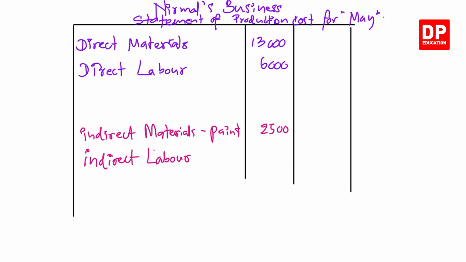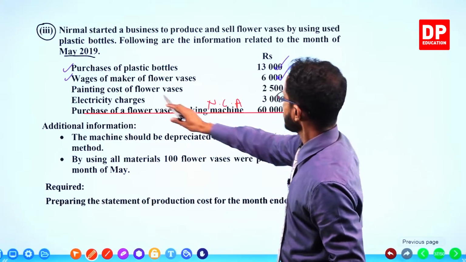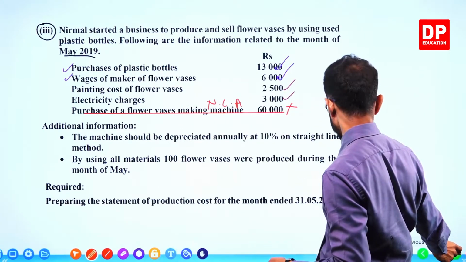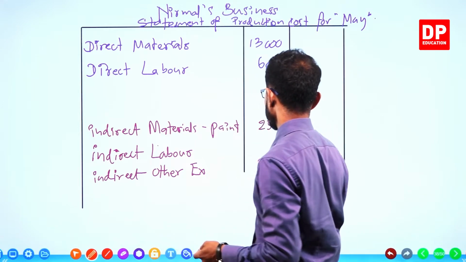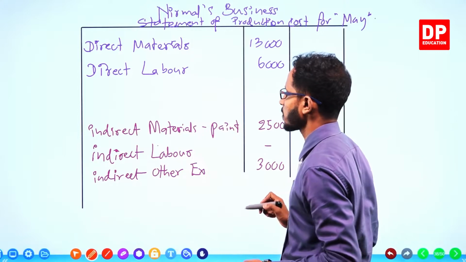Indirect labor is not given. Indirect other cost is the what? Electricity bill. Indirect other expense is the electricity bill. How much was that? Electricity charges 3,000. You have to include that. 3,000. Indirect labor not given.